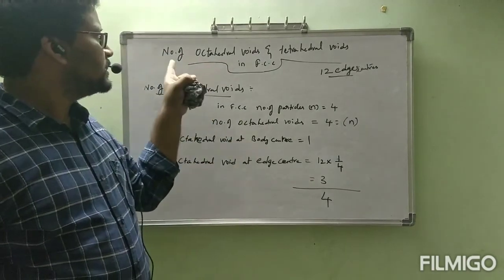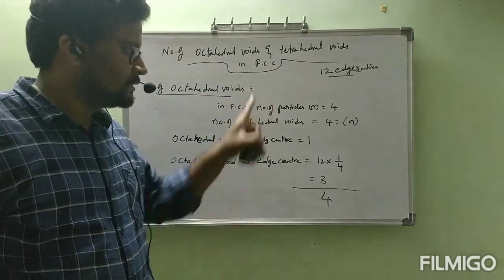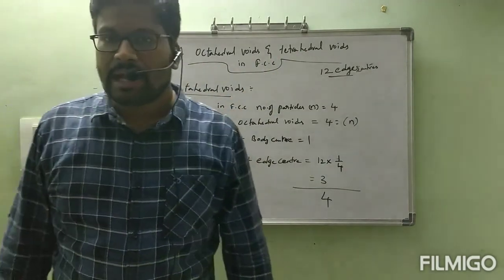Okay. So our heading is number of octahedral voids and tetrahedral voids in FCC. This is the calculation. Okay, ma? I hope you are clear.